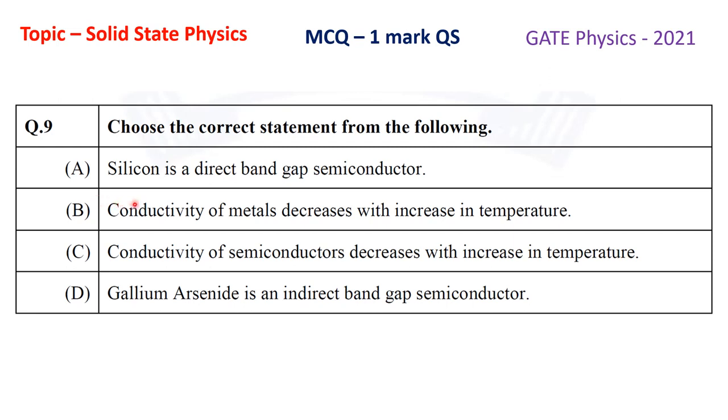Option A, silicon is a direct bandgap semiconductor. Option B, conductivity of metals decreases with increasing temperature. Option C, conductivity of semiconductors decreases with increasing temperature. And the last option, option D, gallium arsenide is an indirect bandgap semiconductor.